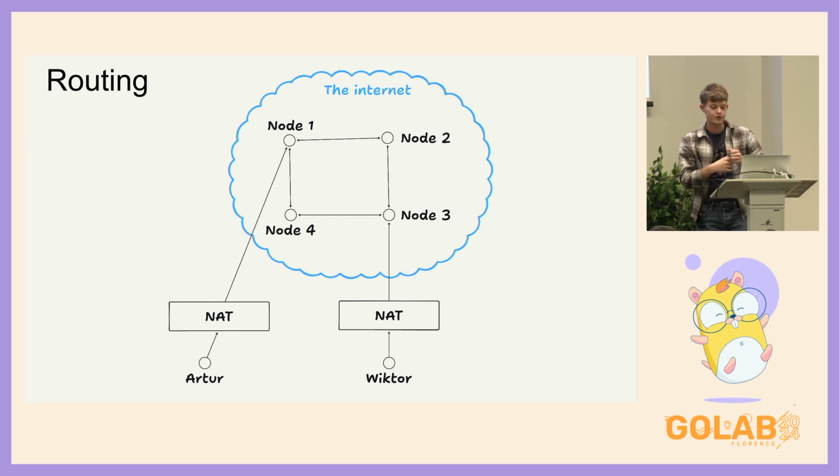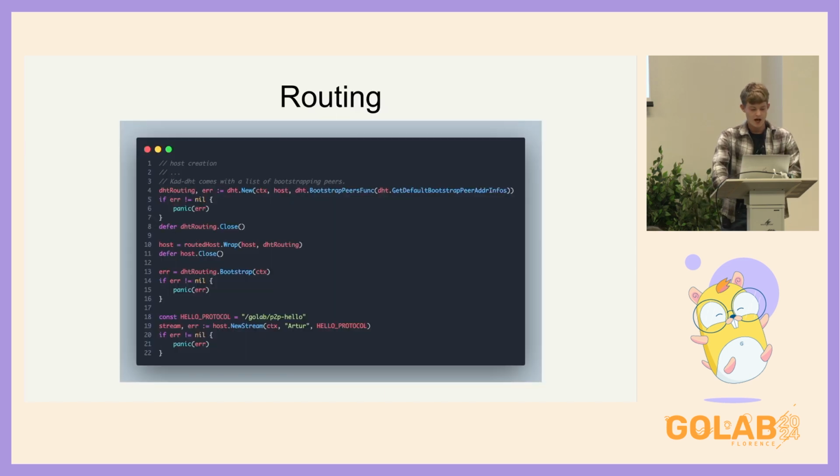And in peer-to-peer, we solve this with a distributed hash table. I'm not going to get into the details of that. I don't think I even know myself the details of that. But the important bit is that you can enable that by creating the distributed hash table on line 4, and then wrapping your host on line 10. And then on line 19, the host.new stream call is already routed. The call already looks for a peer named Arthur in the whole network. So if there would be one, we would be able to connect to it.